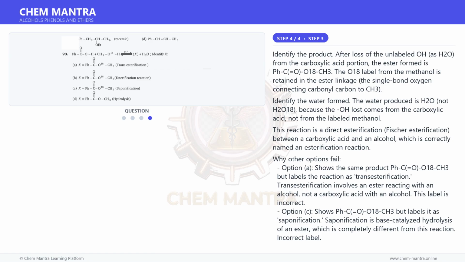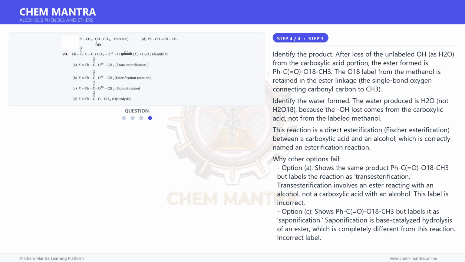Incorrect label. Option D shows PhC(=O)OCH3 without O18 label in the ester bond. This is incorrect because the O18 from methanol should appear in the ester product, not be lost. Also labeled as hydrolysis, which is incorrect for a synthesis reaction.